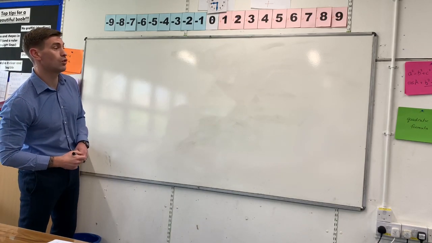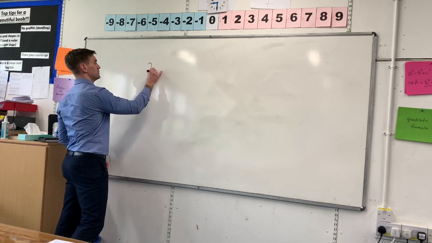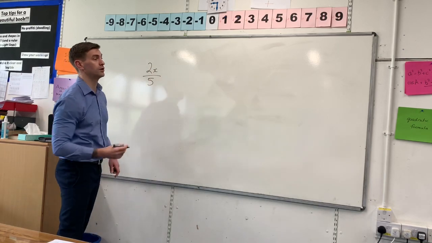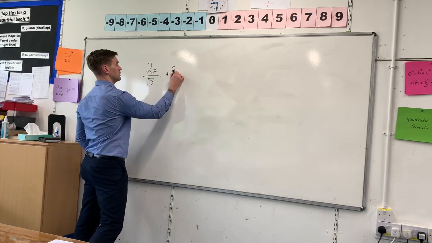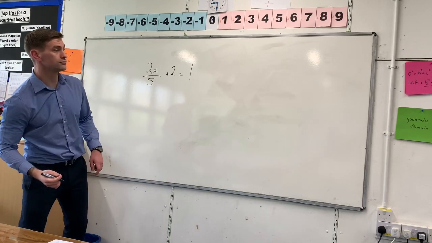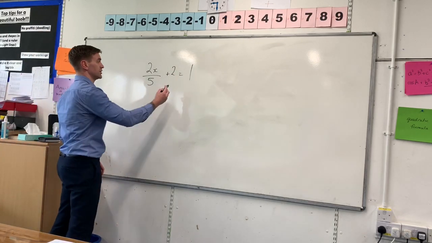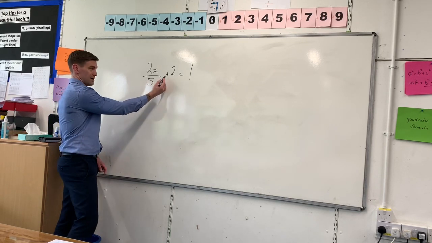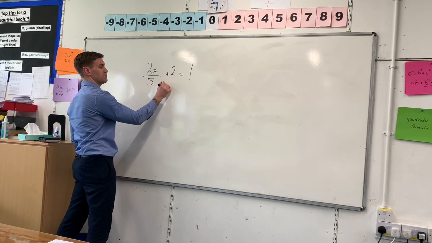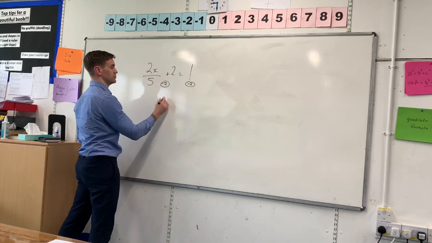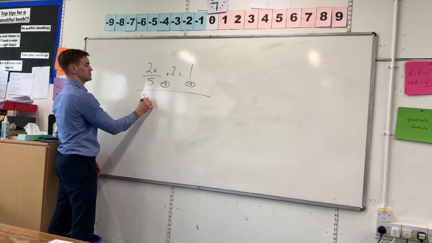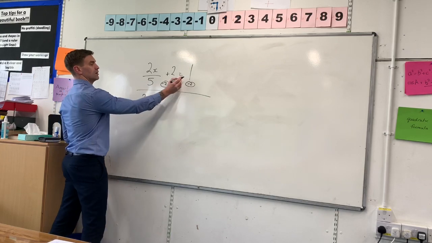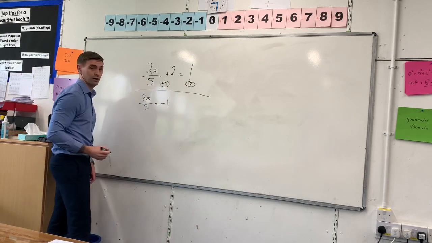Yeah. What's next? Solve 2x over 5 add 2 equals 1. Cool. So first thing I need to do is get rid of the positive 2. Opposite of add 2 is minus 2. And what I do to one side, I do to the other. So that leaves 2x over 5. 1 take away 2 is minus 1.